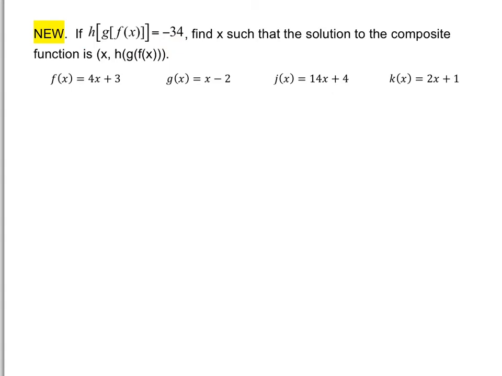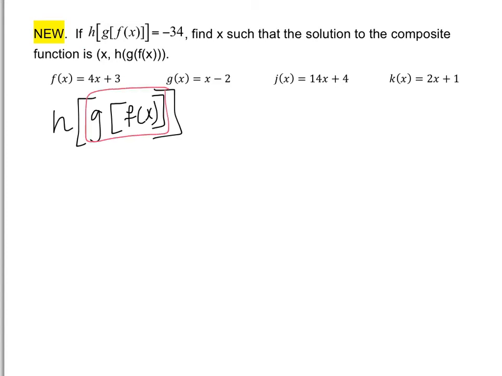So let's start with that. So h of g of f of x. We're going to forget about the negative 34 now. So we're going to simplify this one. So to do this one, always start with the inside. So I'm going to take g of f of x first, work with that. So let's take it one step at a time.